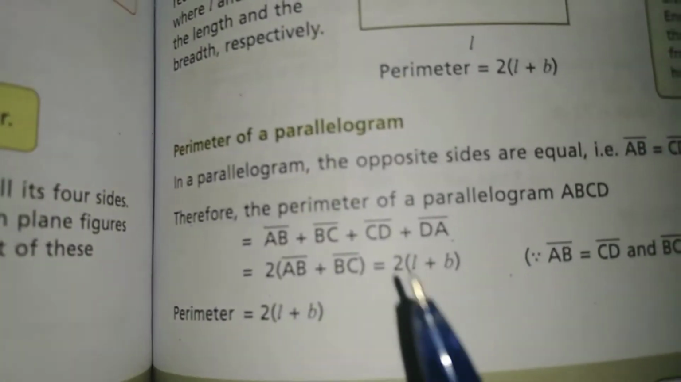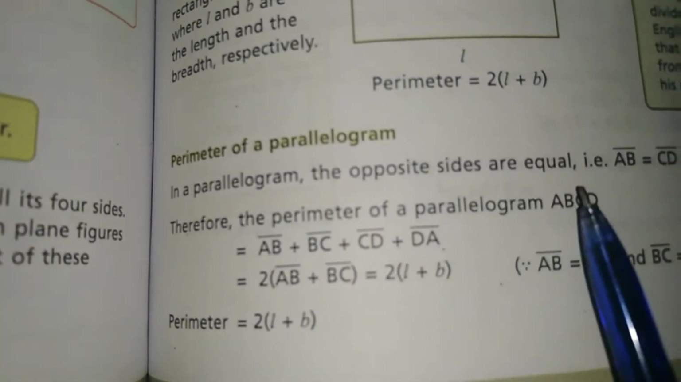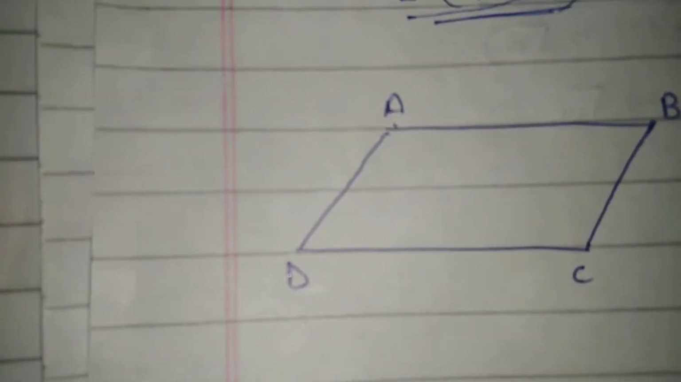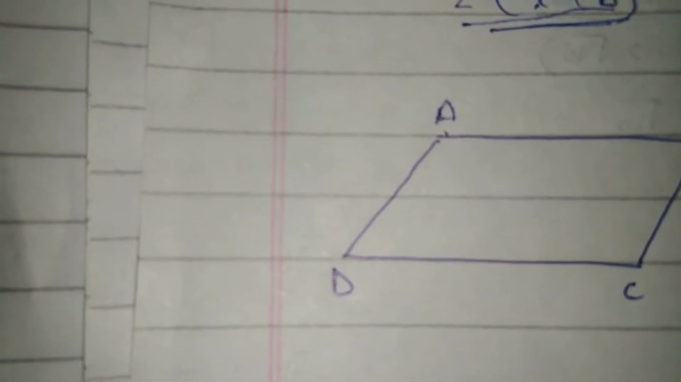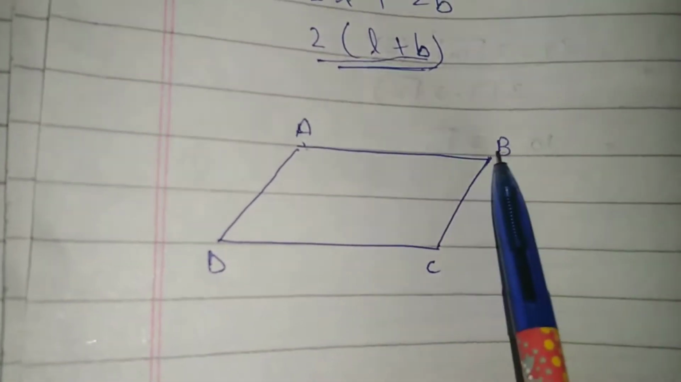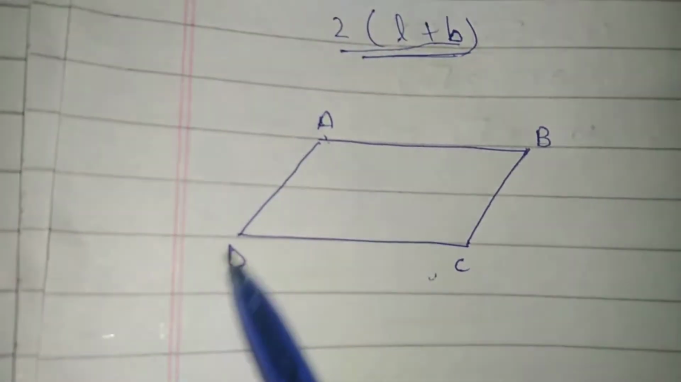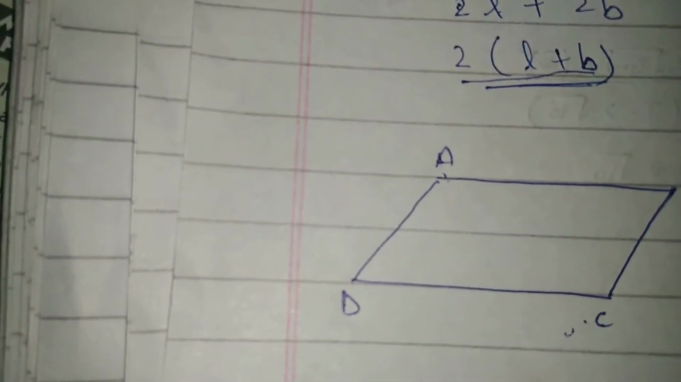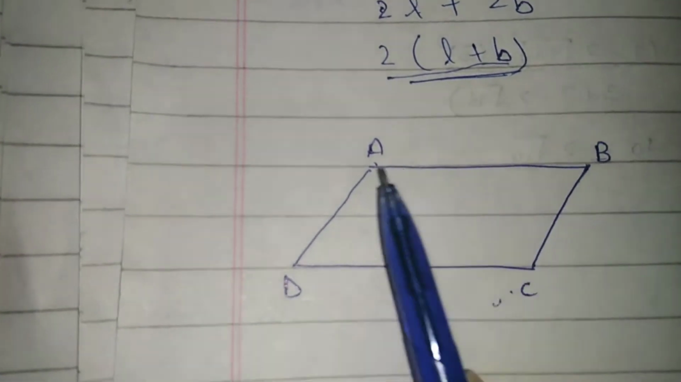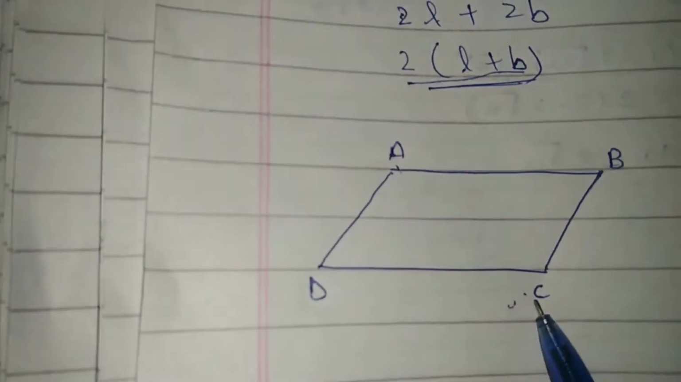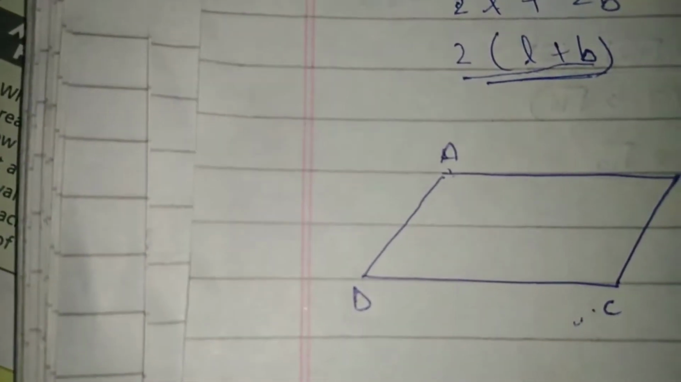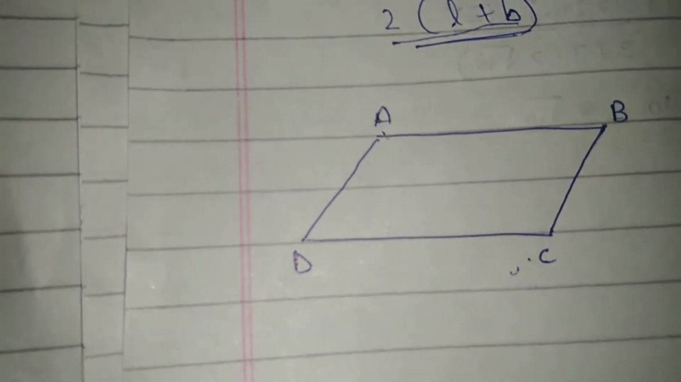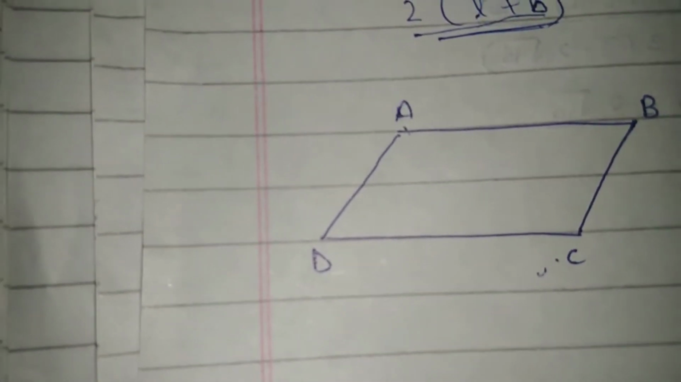Perimeter of a parallelogram. This is a parallelogram, and in a parallelogram the opposite sides are equal. AB equals CD and AD equals BC. So the perimeter of parallelogram ABCD is AB plus BC plus CD plus DA. That is 2 into length plus breadth, the same as the perimeter of a rectangle.